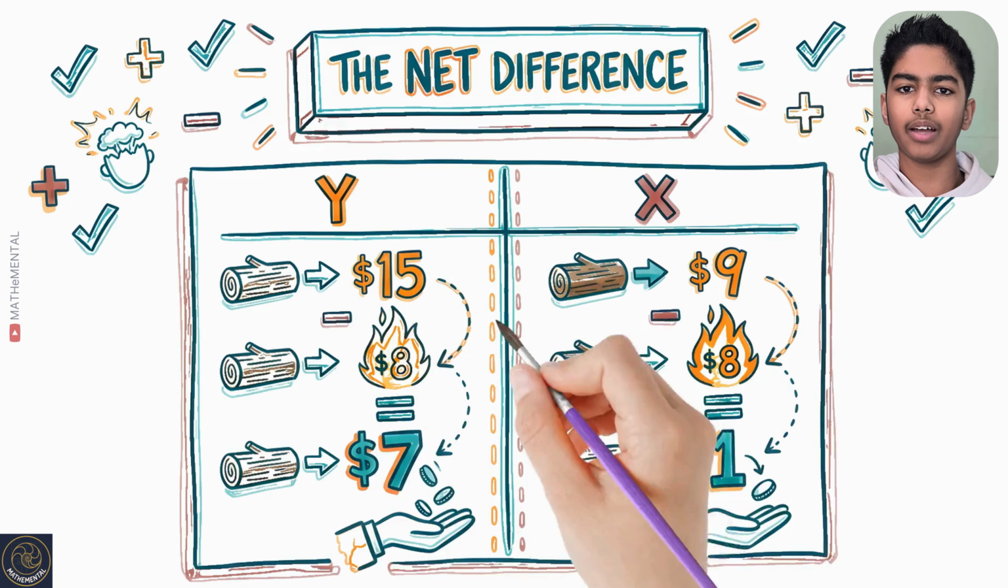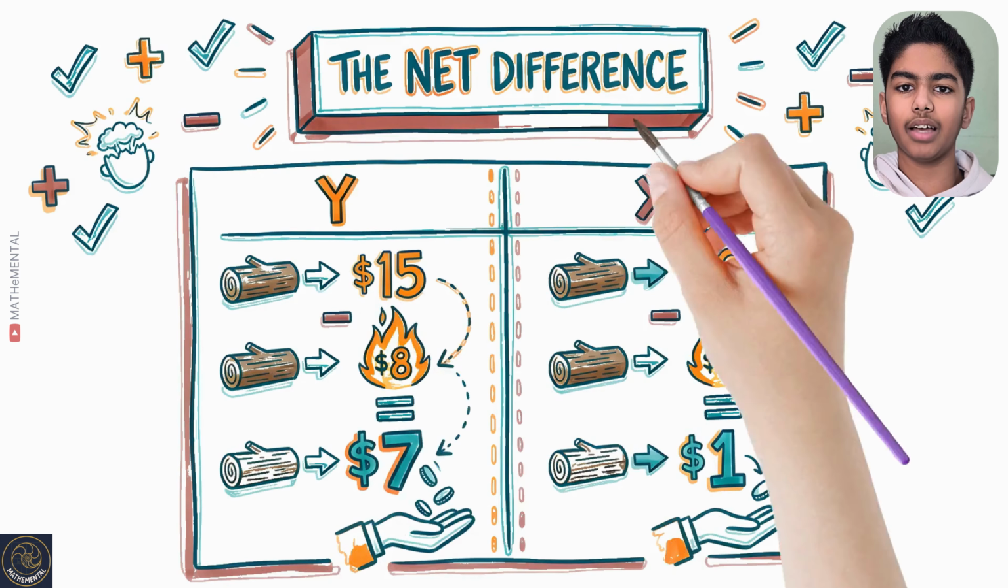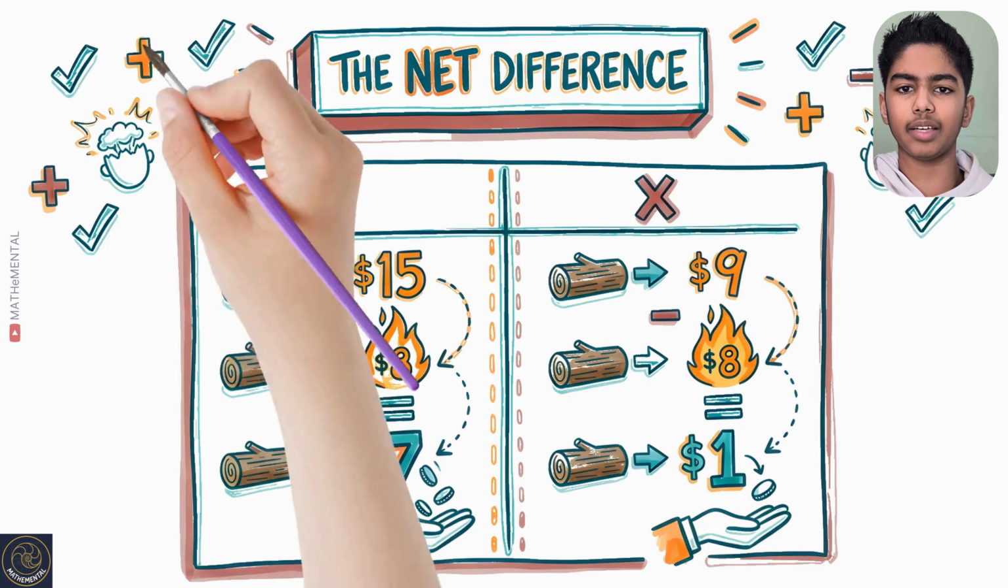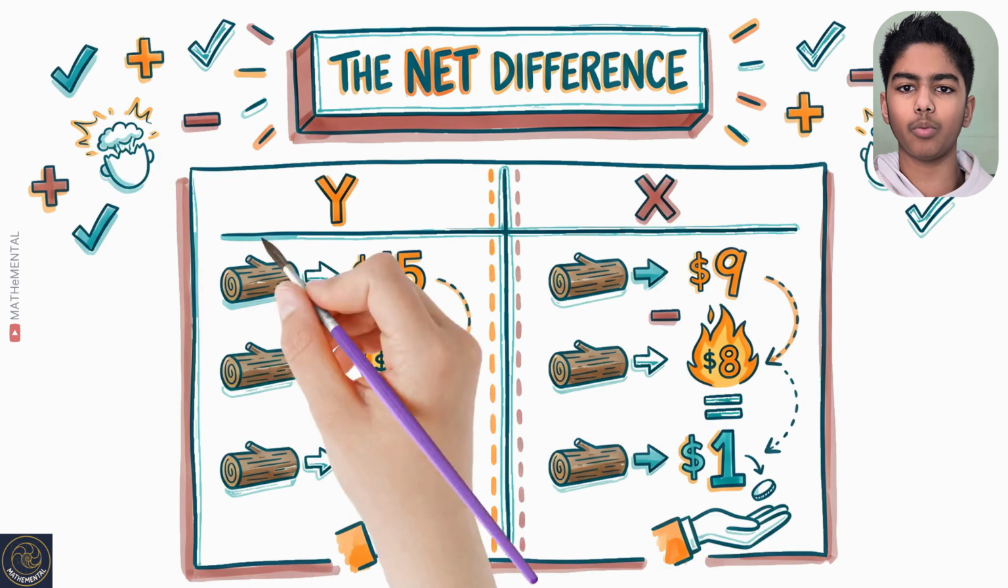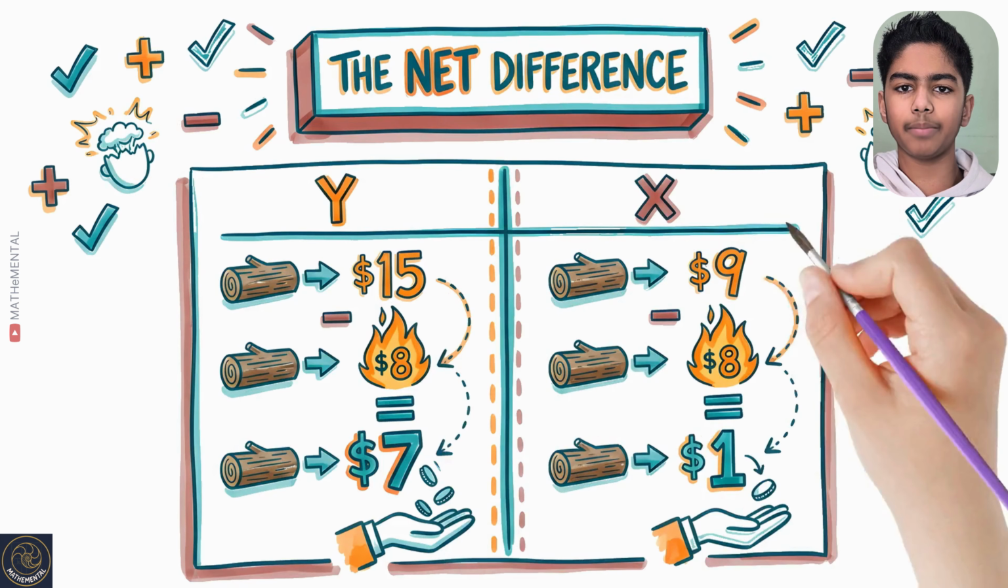Paradoxically, even though Y only brought 2 more logs than X, the mathematically flawless split is $7 for Y and just $1 for X. Mind absolutely blown.